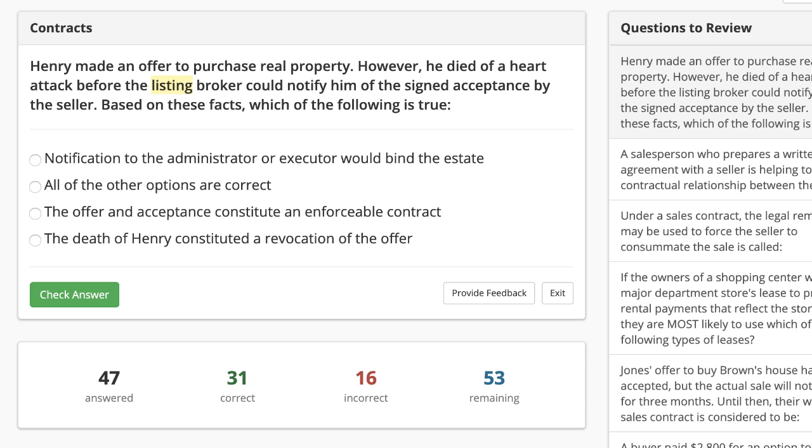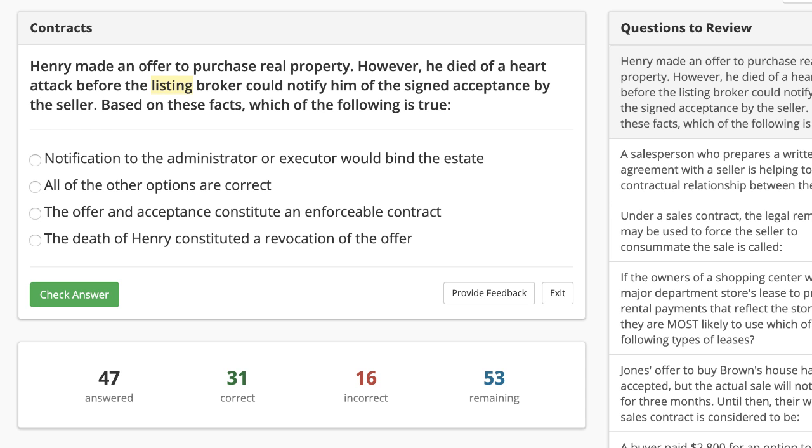If the optionor agrees to give the option, they're going to get paid something. They're going to get some consideration in exchange for their leaving that option open to the optionee. So hopefully that makes sense to everybody there. That's why the optionor does not have the option.